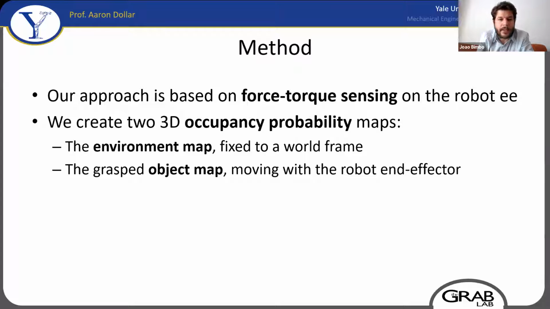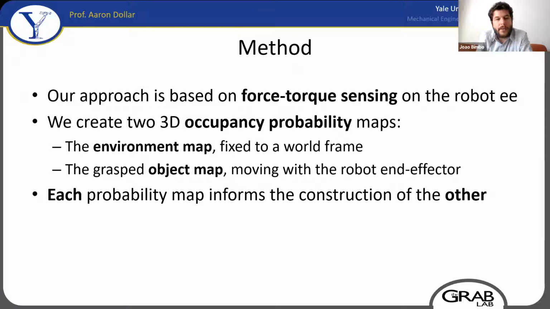The strategy pretty much consists of generating and populating two occupancy maps, two 3D maps, one of which maps the environment, so maps the obstacles in the environment and is fixed to the world, and the other one moves around with the end effector and tries to reconstruct the geometry of the object that you're trying to pull. Each probability map informs the construction of the other, meaning that the more you know about the environment, the easier it is to reconstruct the object, and vice versa.